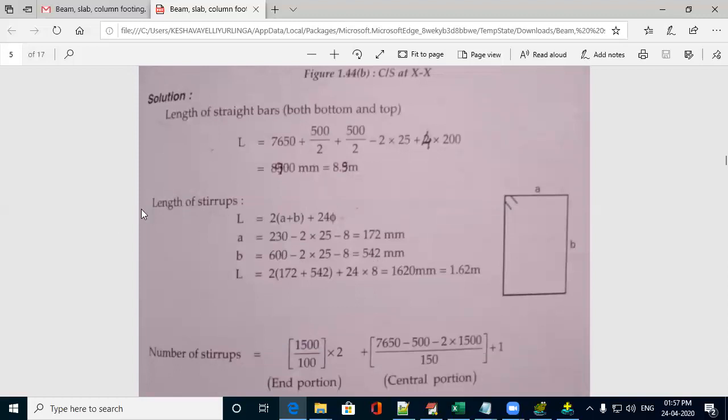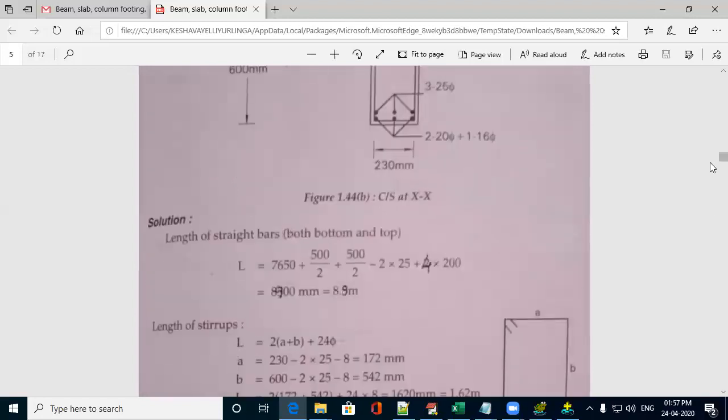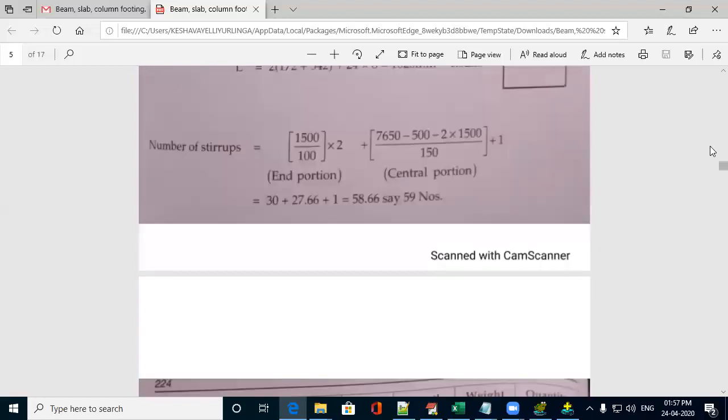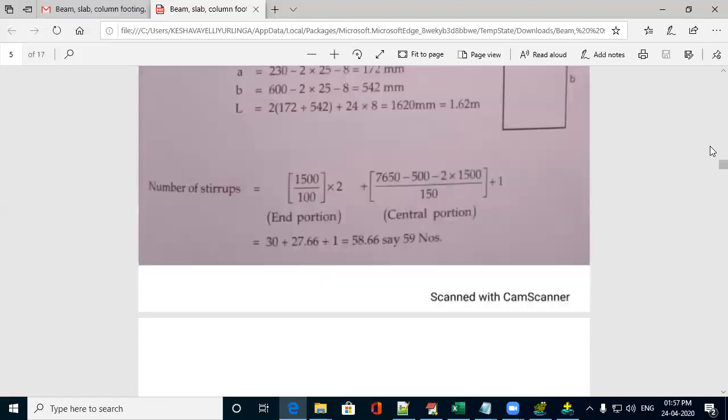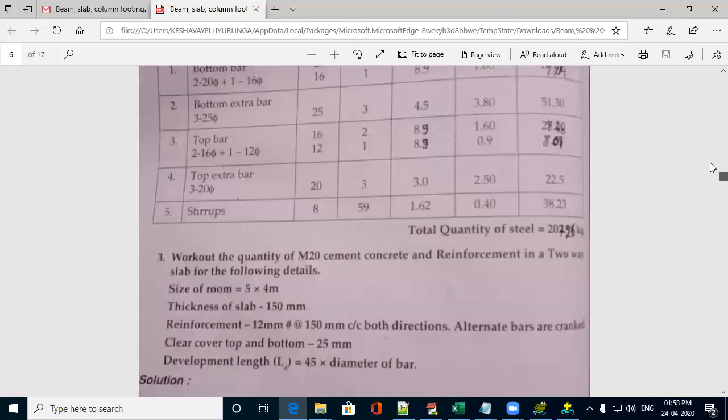Now let us find the length of the stirrup. We know the formula: 2 times (A plus B) plus 24 times the diameter of the stirrup. To find this A, this side it is 230 mm. I'll show.